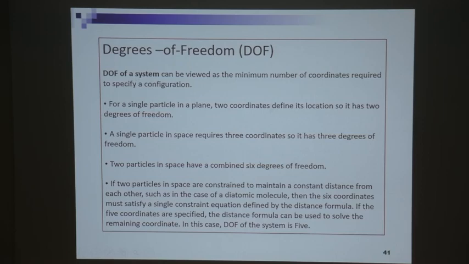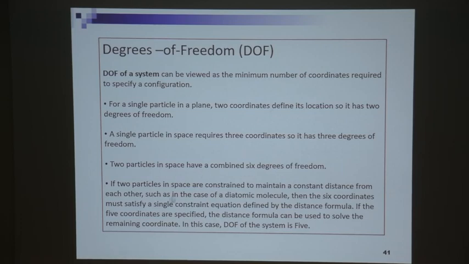You can see the degree of freedom as the minimum number of coordinates required to specify configurations. So for a single particle in a plane, the two coordinates will define its location, so you have 2 degrees of freedom. A single particle in space will require 3 coordinates, so it has 3 degrees of freedom. Two particles in space have a combined 6 degrees of freedom.